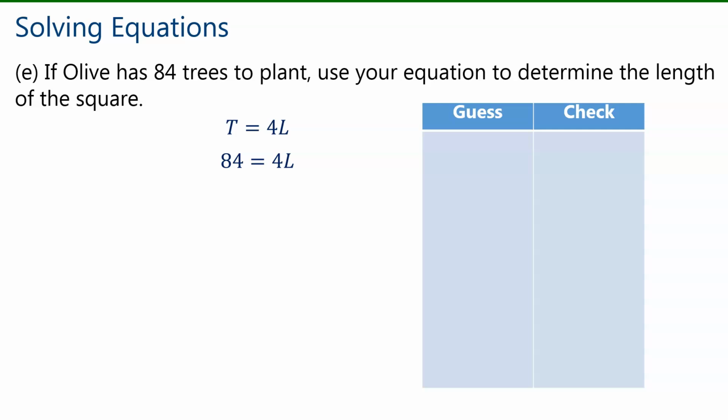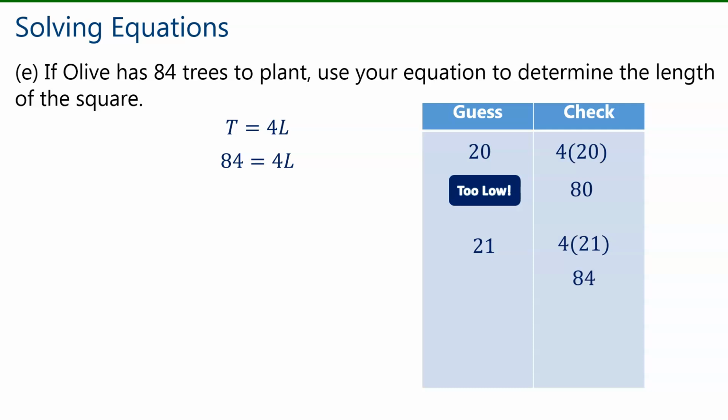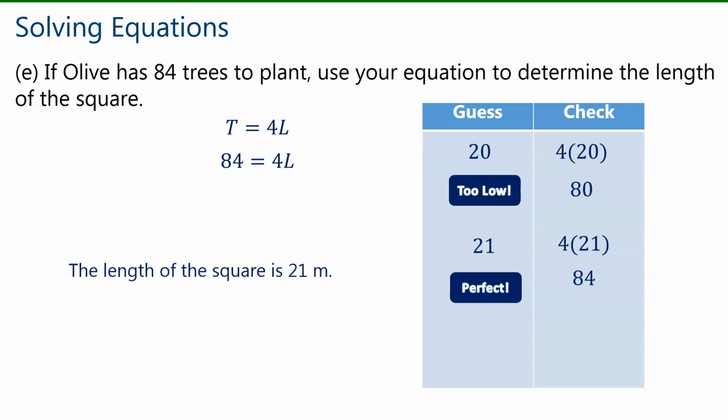So we can start with a guess of 20. So if I replace L with 20, I would have 4 times 20, which is 80. So it is close to 84, but our guess is a little bit too low. Let's try 21. 4 times 21 is 84, so we found the length needed. We can say the length of the square is 21 meters.